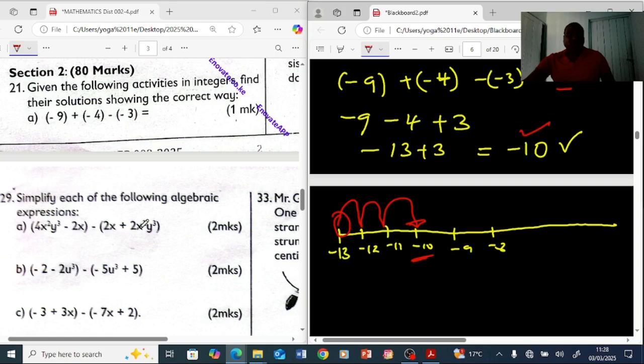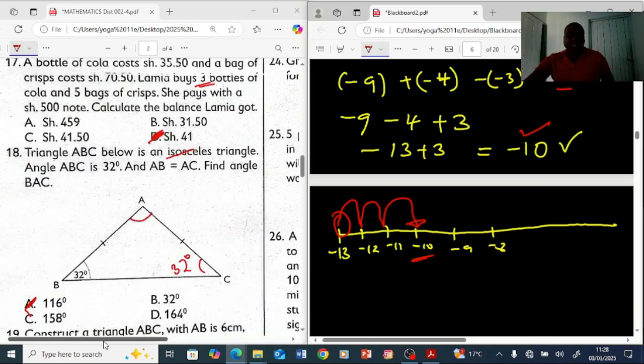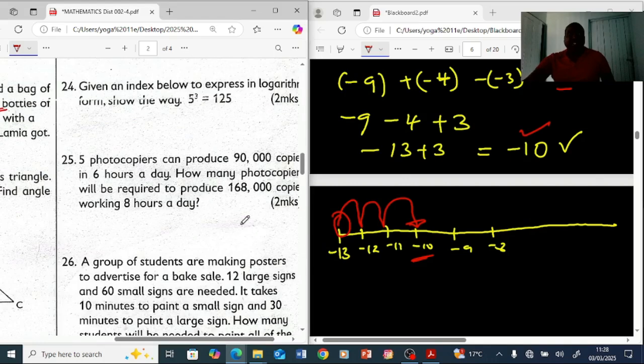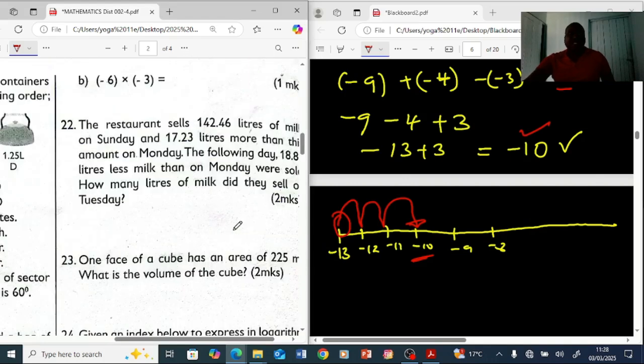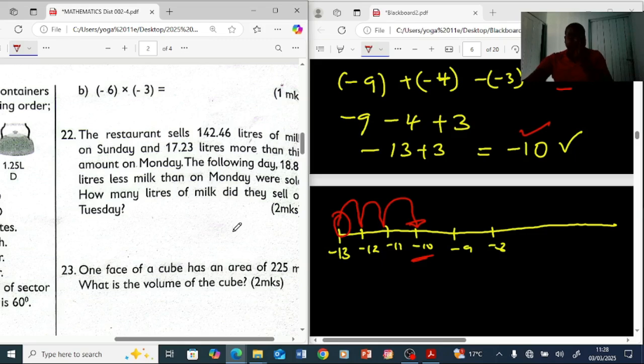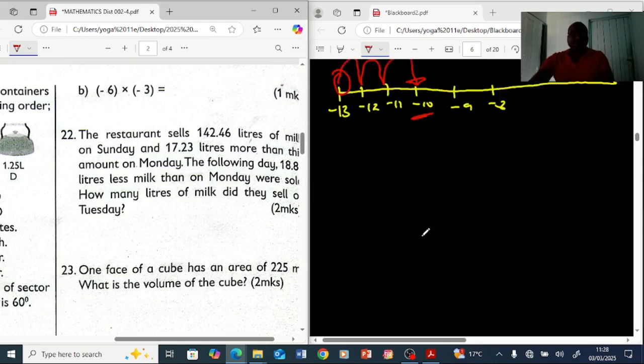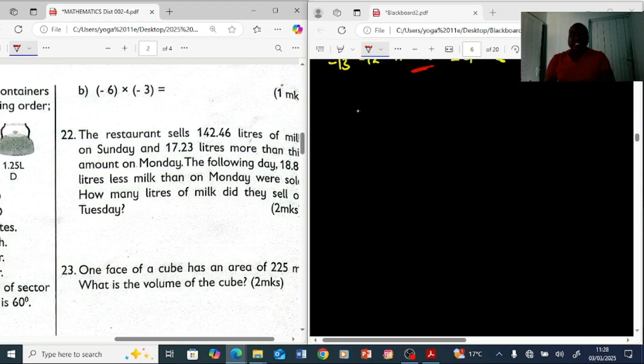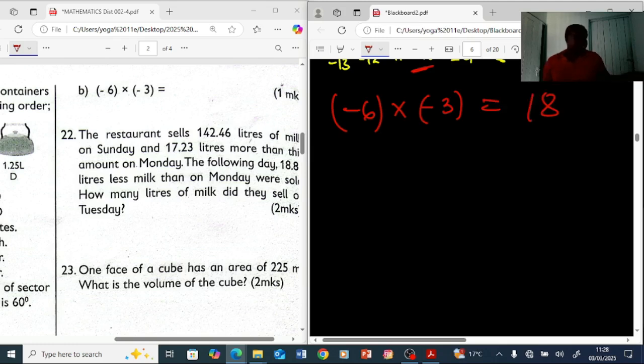Number 21. So let's go to number 22 up there. Number 22 is up here. Oh, there is another one, part B. Negative 6 times negative 3. And negative times a negative is positive. So this is simply 6 times 3, which is 18, because a negative times a negative is positive.